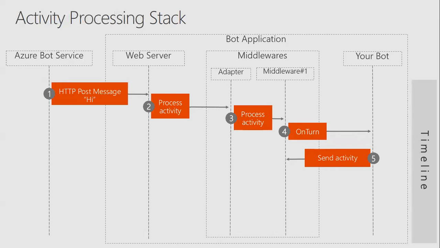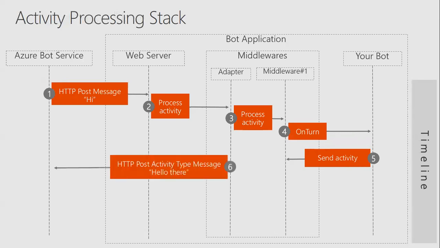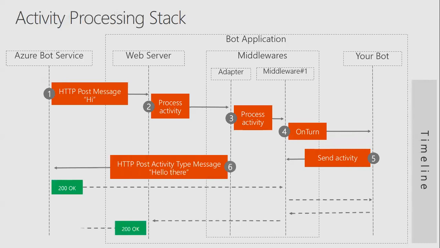After that, control goes to the middlewares, and the middlewares again process the message when it is going out, that is, outbound messages or outbound activities. After receiving the response from the bot, the bot service will send the 200 HTTP status code to the bot application, and the bot will also send the 200 OK response message back to the bot service, which is the last message for that turn.